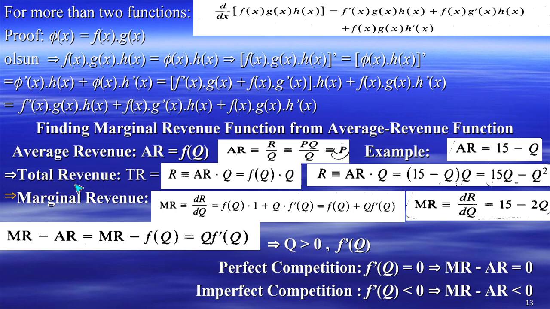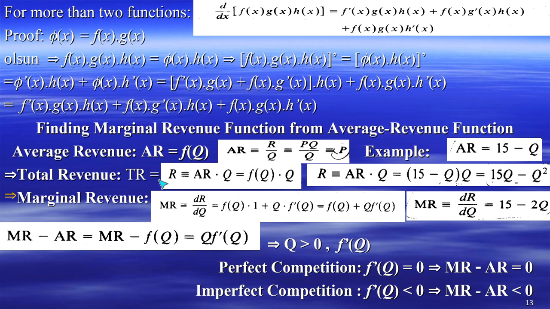And what is the marginal revenue? The marginal revenue, by definition, is the derivative of the total revenue with respect to quantity, dR over dQ, or dTR over dQ. This is the marginal revenue. The addition, the contribution of the last unit produced and sold to your total revenue. This is the marginal revenue. This is the derivative of the total revenue with respect to the quantity. So dR over dQ, or dTR over dQ.